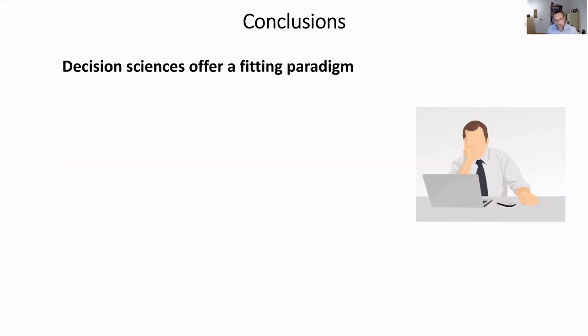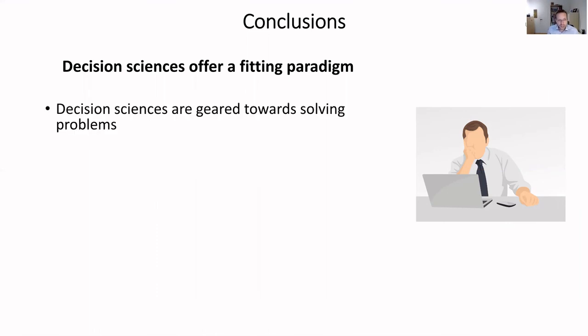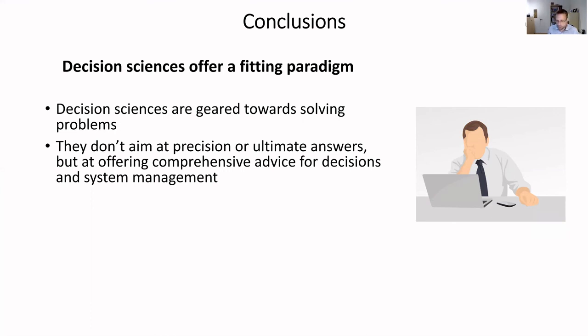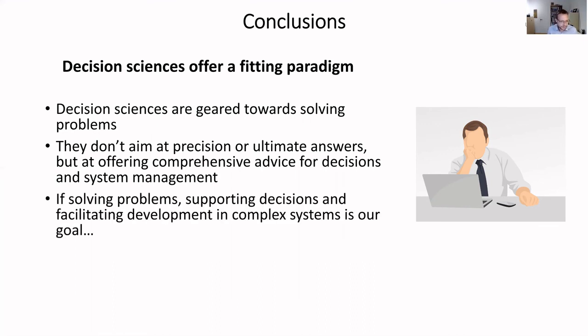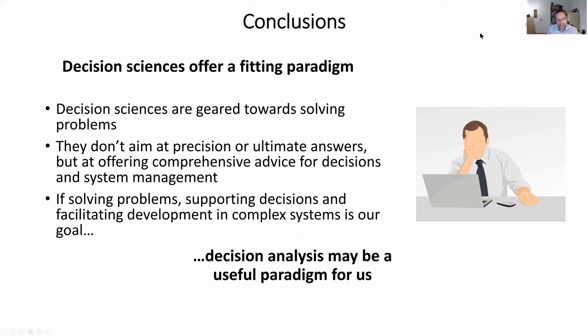And in my view, decision science offers a fitting research paradigm for such situations, because it's geared towards solving problems. It doesn't aim at precision or at the ultimate answers to complex questions, but at offering comprehensive advice for decisions and for system management. So if solving problems and supporting decisions and facilitating development in complex systems is our goal, I think we may consider using decision analysis a bit more and maybe consider it as a useful paradigm for the work we do.